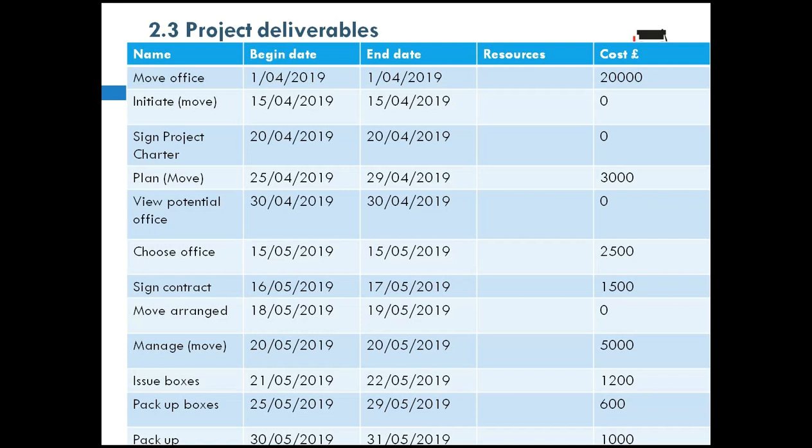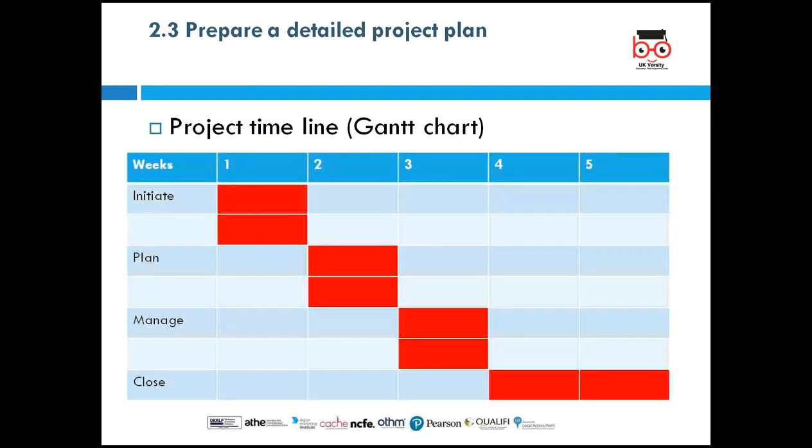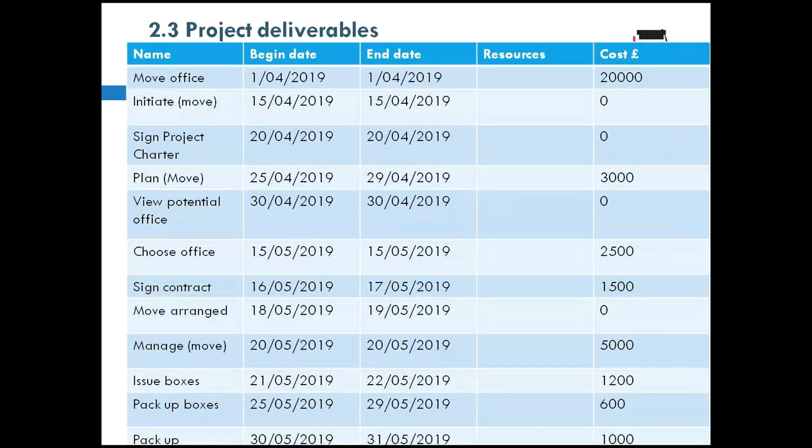You get yourself some boxes, issue boxes, and you're going to pack all your belongings, office equipment in here and there. Maybe that should cost you about £1,200. Pack up boxes. Get some people to help you pack all the boxes and put your stuff inside, about 600. And then pack up the boxes, about £1,000.